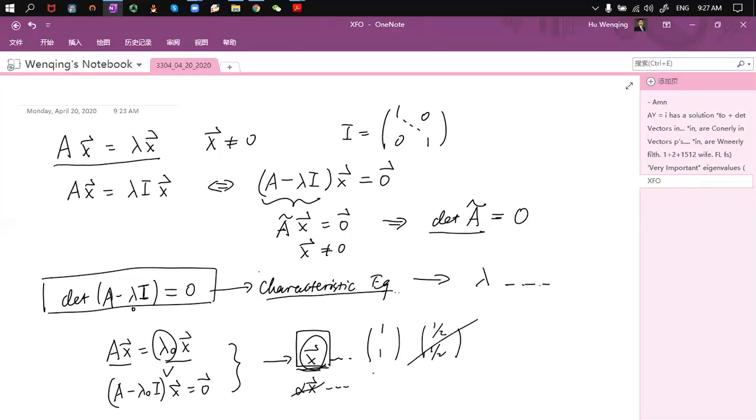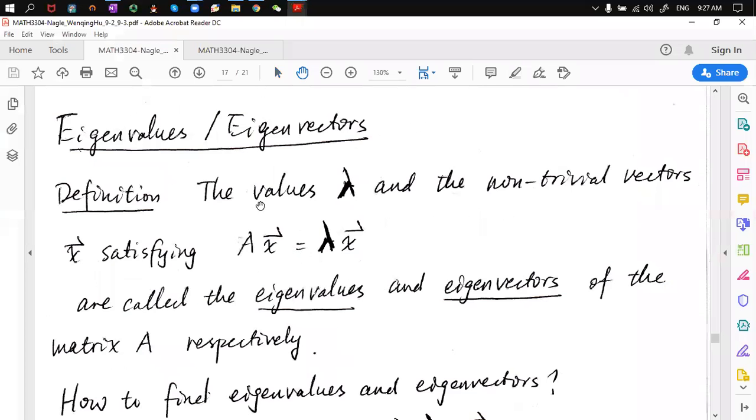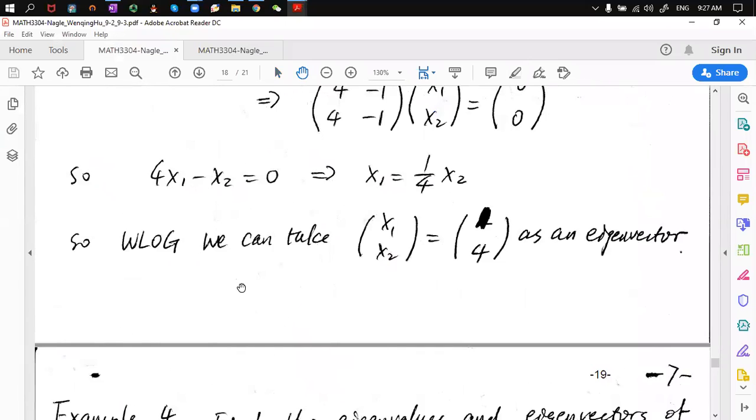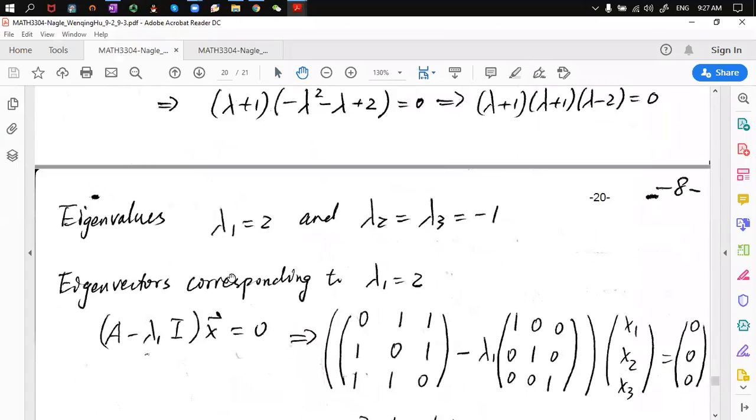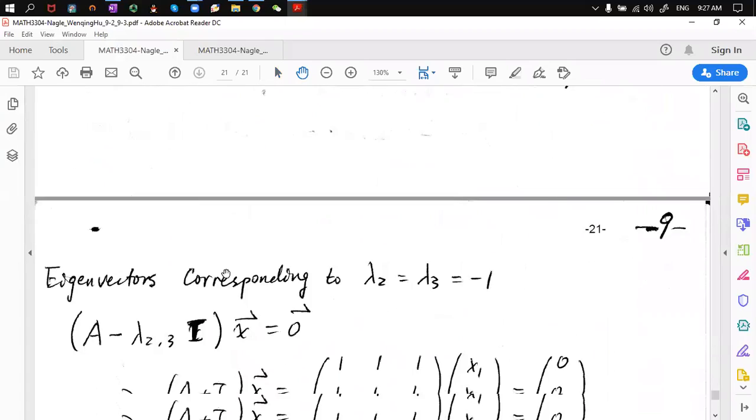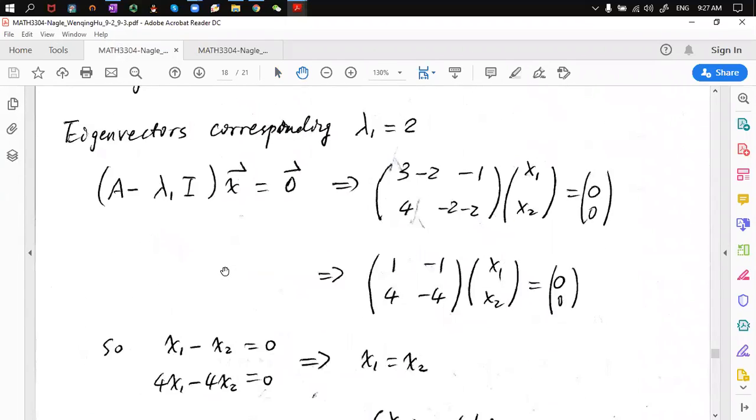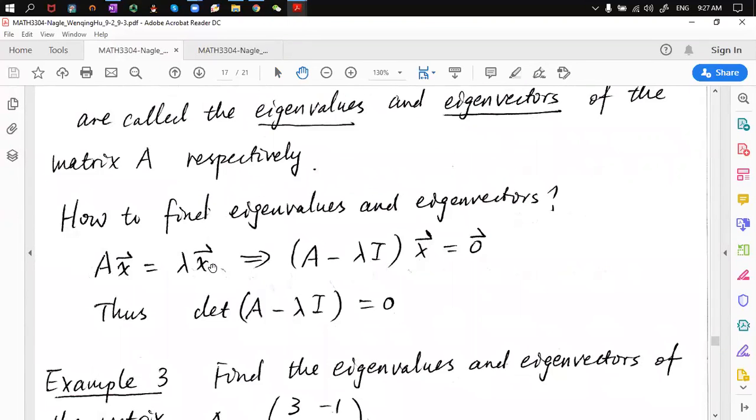So you won't choose this one, you will choose this one because it consists of integers. Okay, so this is the way you calculate eigenvalues and eigenvectors. This is very important. We will be talking about it very often in our future lectures regarding systems of first order equations.